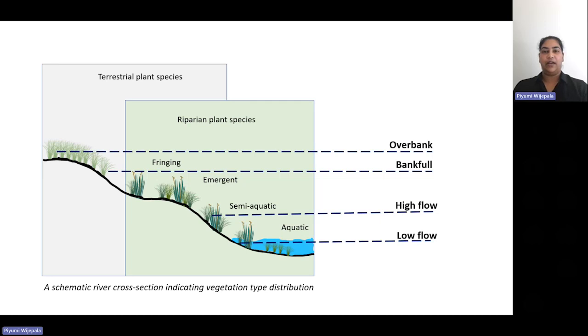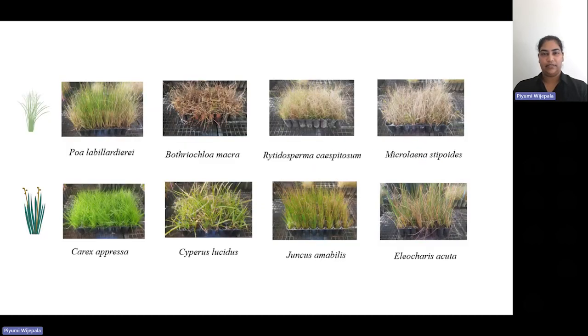Based on that, we conducted a nursery experiment using native grass species and native riparian species. These are the species that I have used. The upper row represents the native grasses used for the experiment, and the bottom row represents the native riparian plants. They are all native plants that can be commonly seen in the southeastern Australian river system.